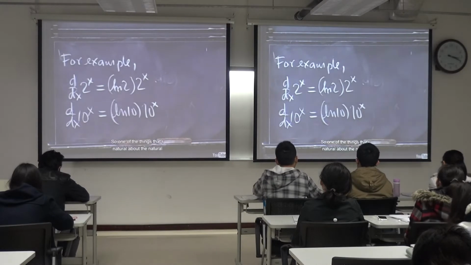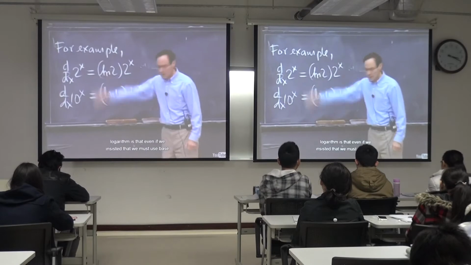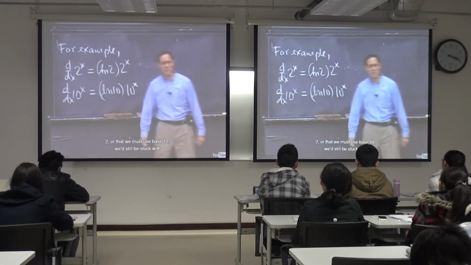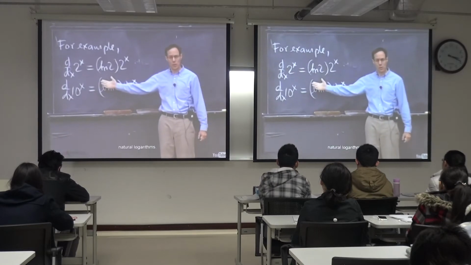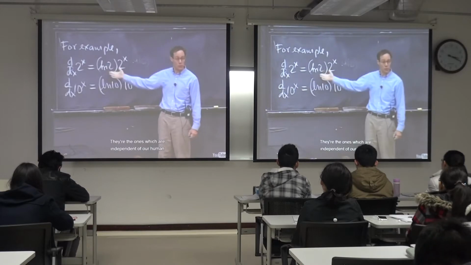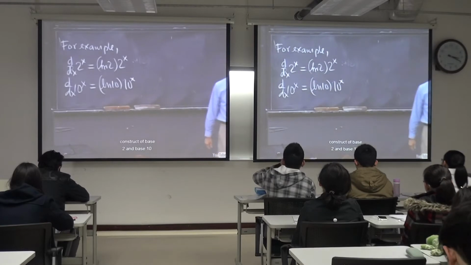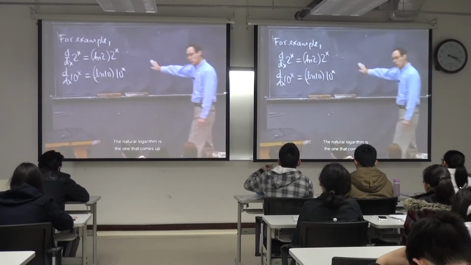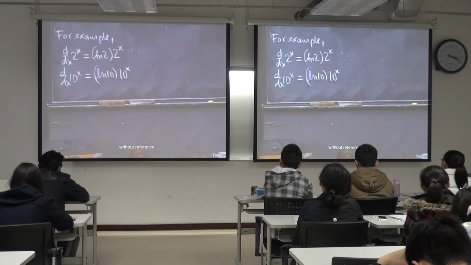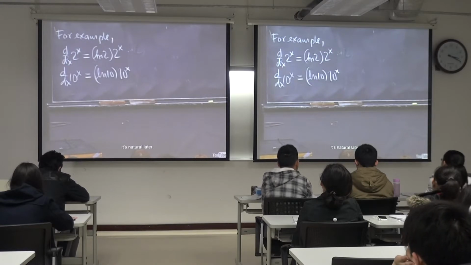So one of the things that's natural about the natural logarithm is that even if we insisted that we must use base 2, or that we must use base 10, we still would be stuck with natural logarithms. They come up naturally. They're the ones which are independent of our human constructs of base 2 and base 10. The natural logarithm is the one that comes up without reference. And then we'll be mentioning a few other ways in which it's natural later here.